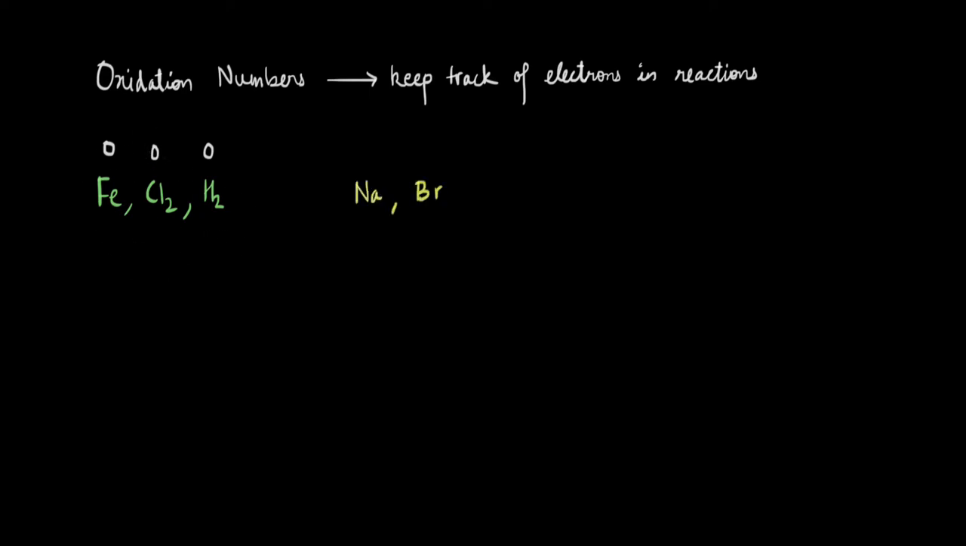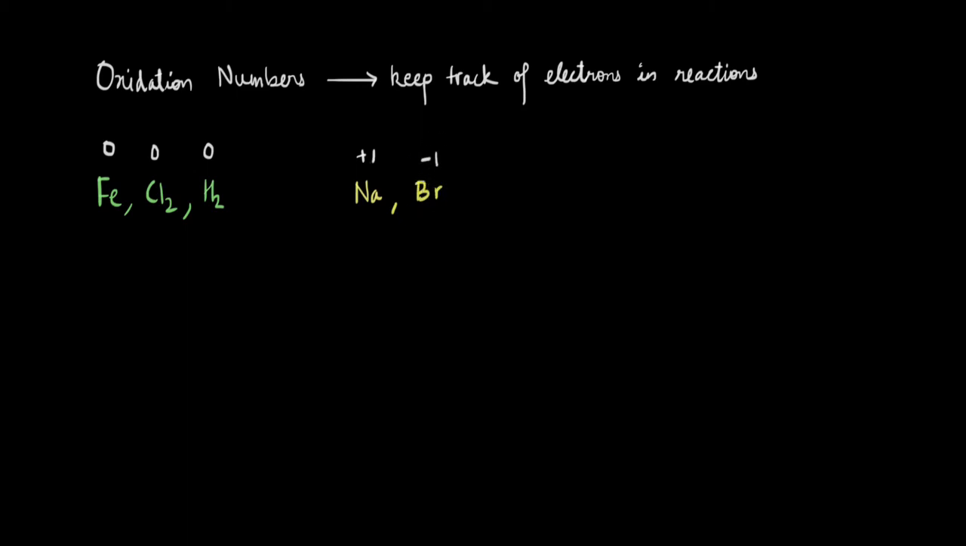Next, if we have monoatomic species, like let's say this sodium or this bromine, the oxidation numbers in both of these cases will be equal to the charge on these atoms. So we know that in the case of sodium, it loses an electron to get to a charge of +1. So the oxidation state of sodium is +1. Similarly, in the case of bromine, in reactions usually it will gain electrons. So the charge on bromine in those cases is -1. And so the oxidation number of bromine is -1.